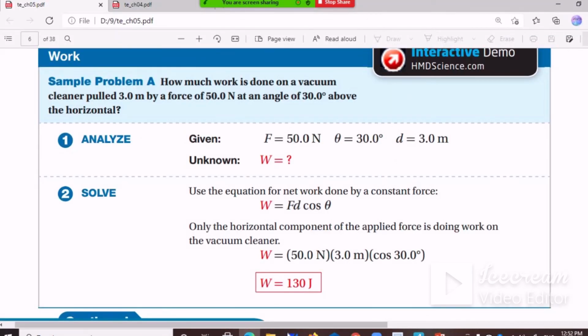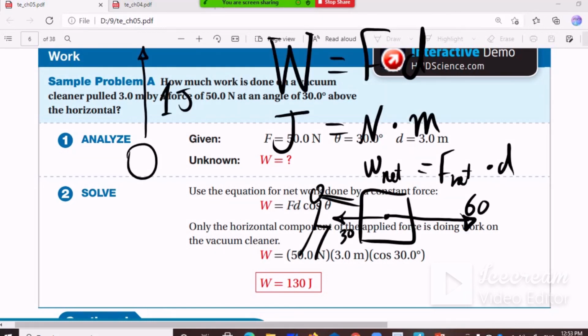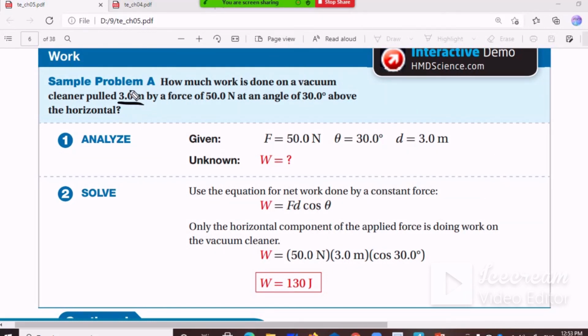Okay guys, in general, all the problems about work are very easy, very simple to answer, because it's direct. We have W equals FD cosine theta, just that. Now look over here: how much work is done if a vacuum cleaner is pulled 3 meters by a force of 50? You can realize that it's very easy. This 3 meters is D, and the force here, 50 Newton, is F. The angle is 30 degrees, that is theta.